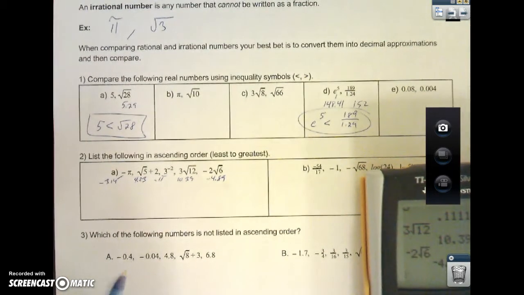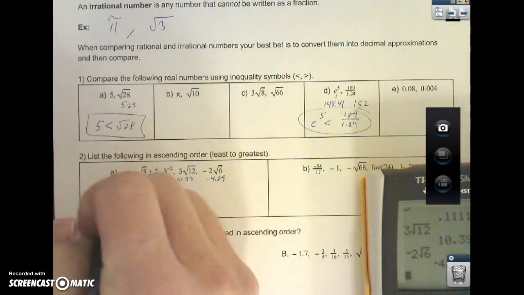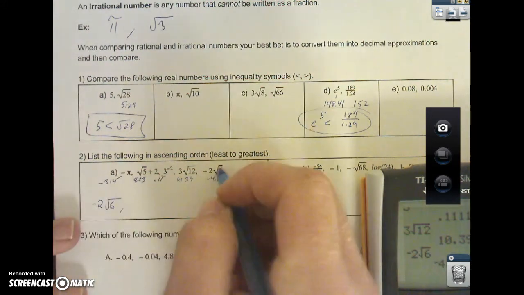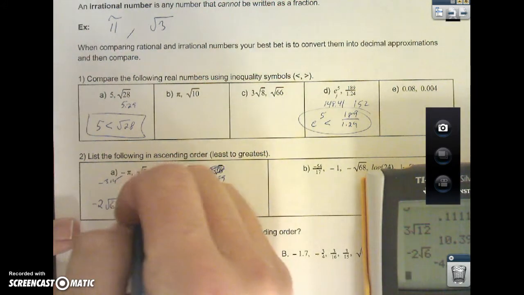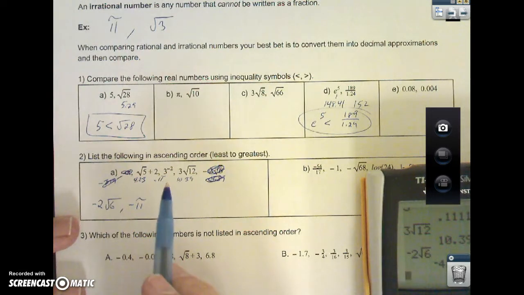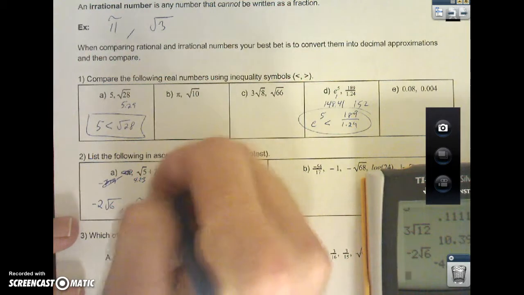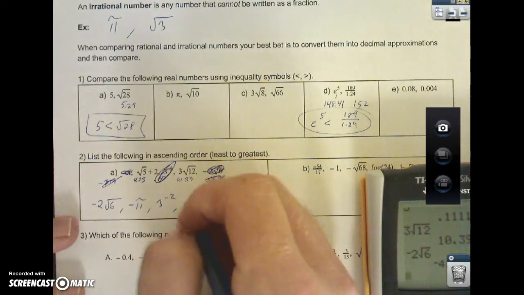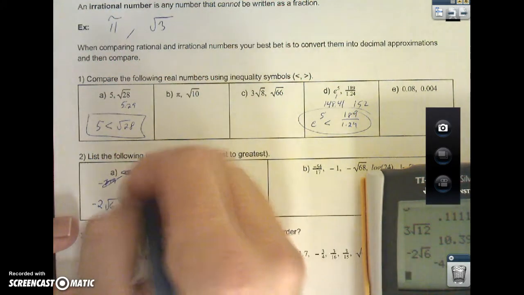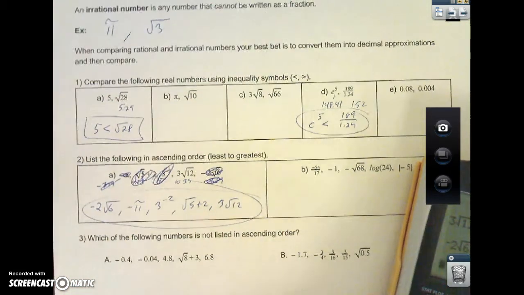Sorry. Okay, your smallest one's going to be your negative 4.89. So we're going to put that first. Negative 2 root 6. Cross that one off. Then I've got negative pi. Cross that one off. Then I've got 0.11 repeating, which is 3 to the negative 2 power. Cross it off. You got root 5 plus 2. Cross it off. And then lastly, 3 root 12. You're all good. Okay? So wonderful.